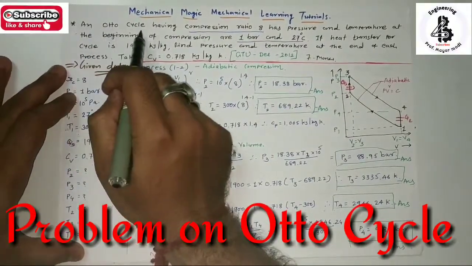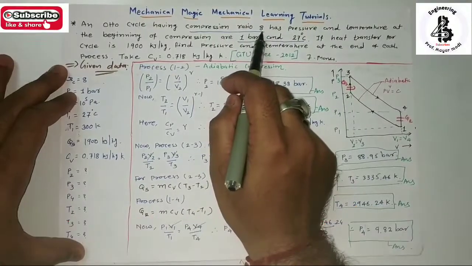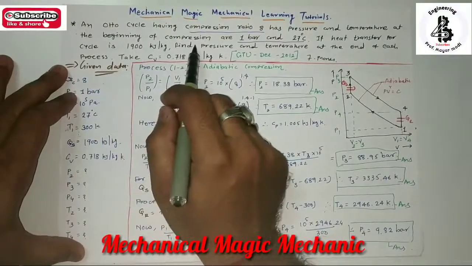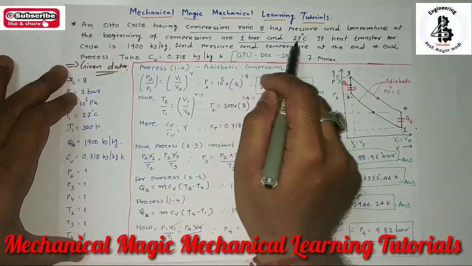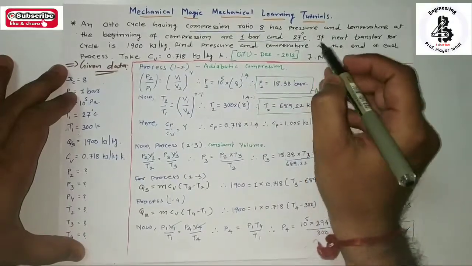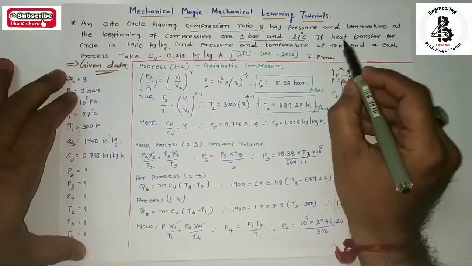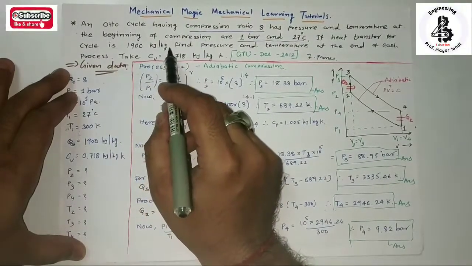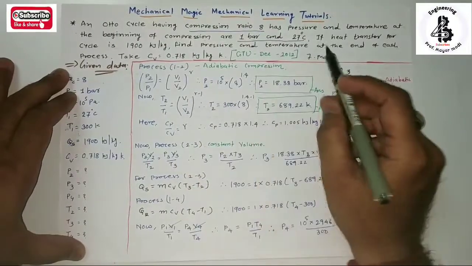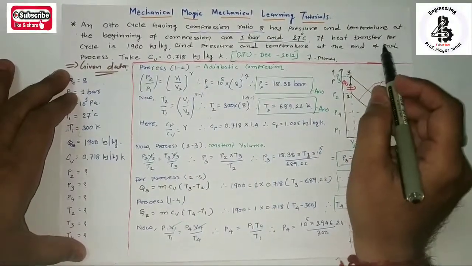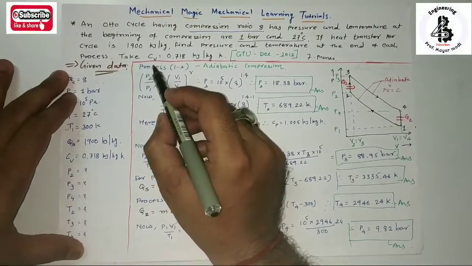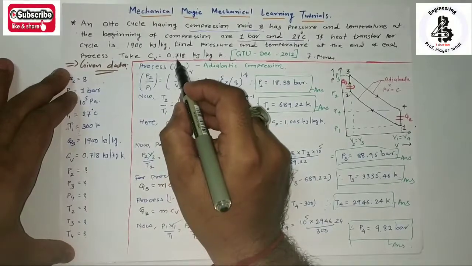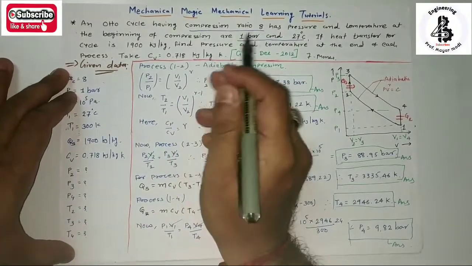An Otto cycle having a compression ratio of 8 has pressure and temperature at the beginning of the compression of 1 bar and 27 degree centigrade. So that will be the initial conditions given. If heat transfer per cycle is 1900 kJ per kg, find the pressure and temperature at the end of each process and take the value of Cv, or you can say specific heat at constant volume, as 0.718 kJ per kg Kelvin.